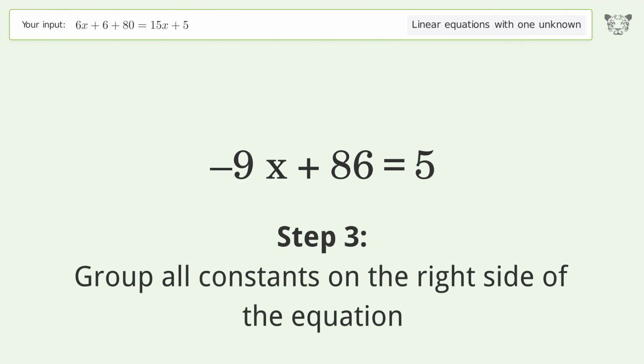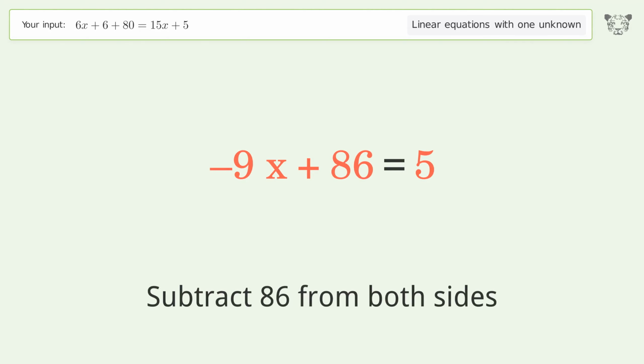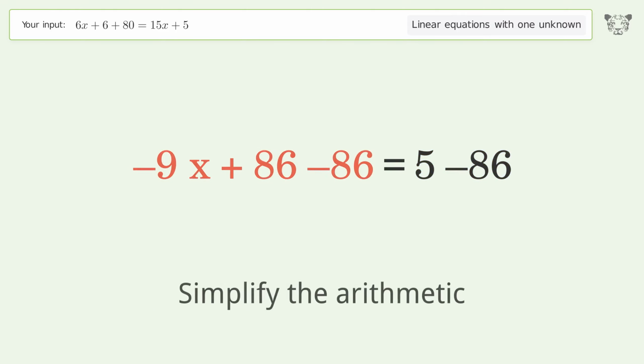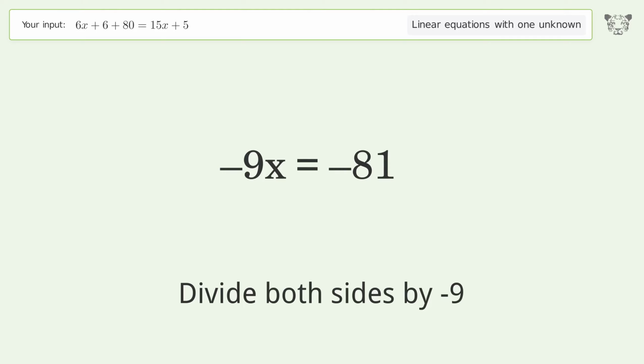Group all constants on the right side of the equation. Subtract 86 from both sides. Simplify the arithmetic. Isolate the x. Divide both sides by -9.